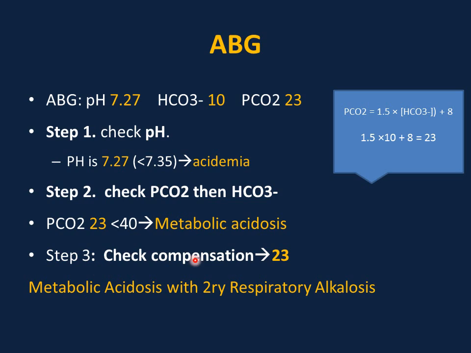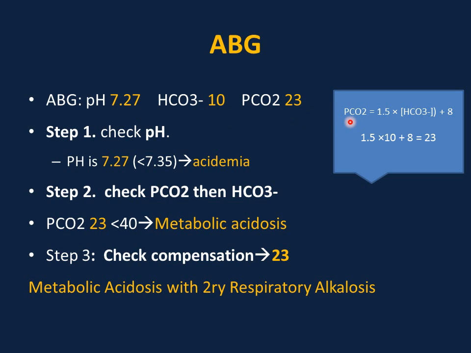Step number 3, check the compensation. How to check the compensation? By two ways. Shortcut: look at the 20 here, the PCO2 is 23, and the last two numbers after the decimal point are 27. So here, with a margin of minus or plus 2, this will be around 25, and this 27, they are very close, so this is appropriate compensation.